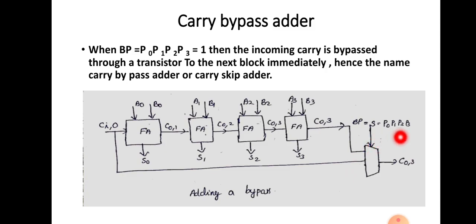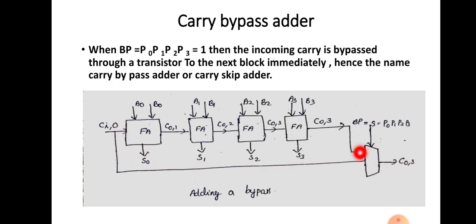If the selection signal is equal to 0, we can choose the other input signal. You know the working of a multiplexer. Here we are putting the selection signal as this propagation signal, which is equal to P0 into P1 into P2 into P3. If it is equal to 1, we will choose which path? We will choose this path, Ci of 0. If it is 1, we can write Co of 3 equal to Ci of 0.